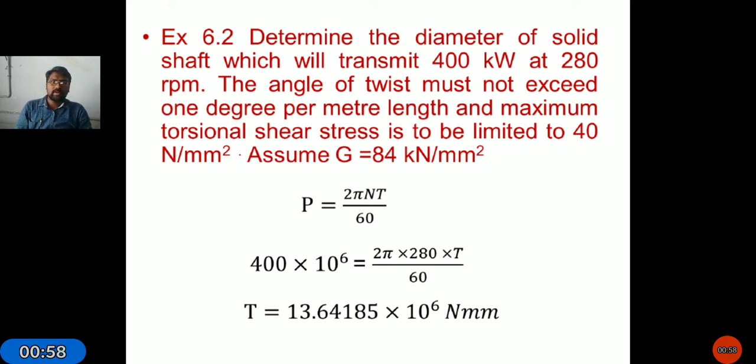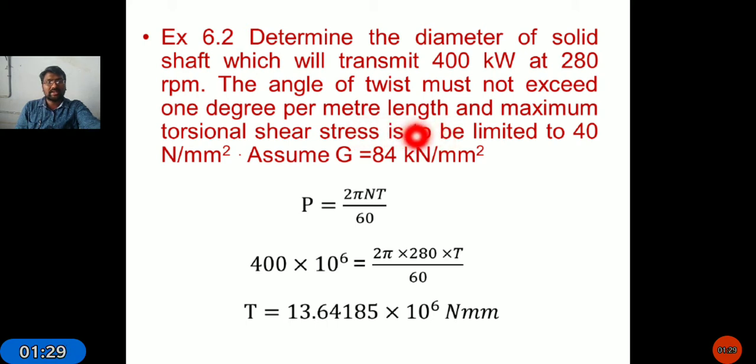First, note down the given data. The power value is 400 kilowatts, and we convert it into Newton millimeter per second, because they gave the G value in terms of Newton per millimeter square. Next, speed n is equal to 280 rpm. Next, the angle of twist must not exceed 1 degree per meter length. Theta value is nothing but 1 degree.